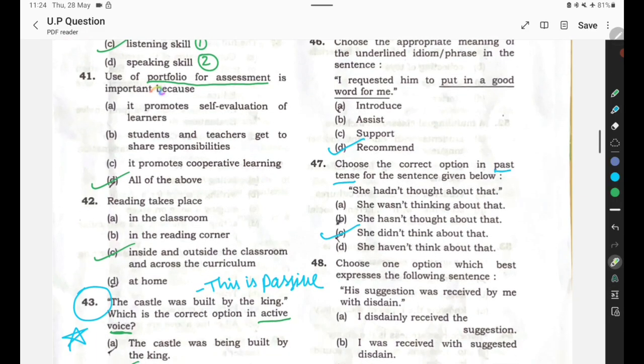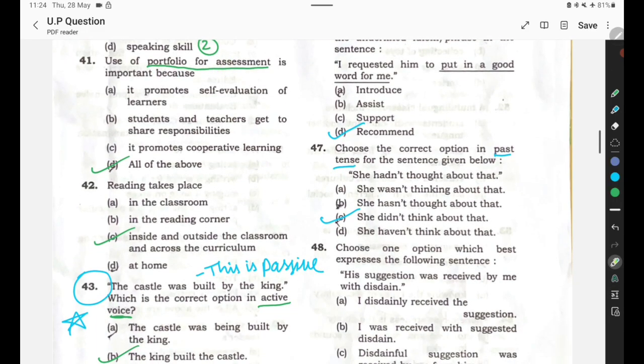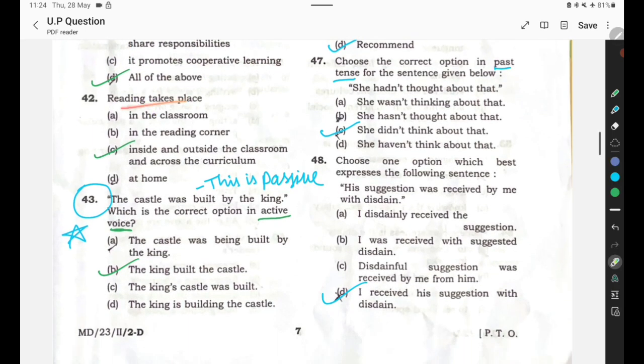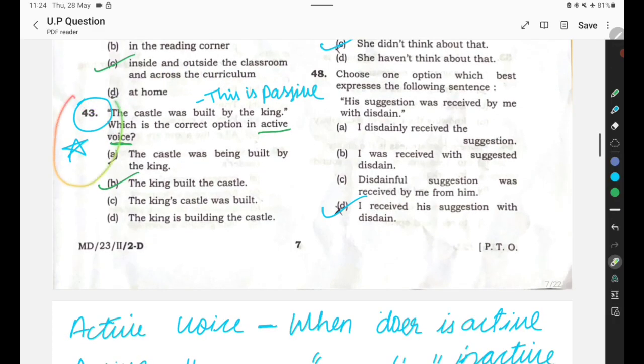41. Use of portfolio for assessment is important because it promotes self-evaluation of learners. Students and teachers get to share responsibilities. It promotes cooperative learning. All of these options are correct, so all of the above. Question number 42. Reading takes place inside and outside the classroom and across the curriculum. Okay. 43. A star question.